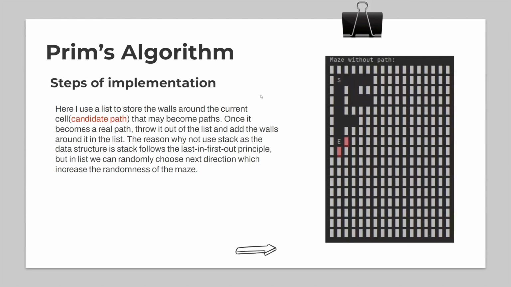Now is the core part. I use a list to store the walls around the current cell that may become path, or we can say the candidate paths. Once one becomes a real path, remove it from the list and add the walls around it to the list. The reason for not using a stack as the data structure is that a stack follows the last in, first out principle. But in the list, we can randomly choose the next direction, which increases the randomness of the maze. So this is the current cell, and we can add them to the list.